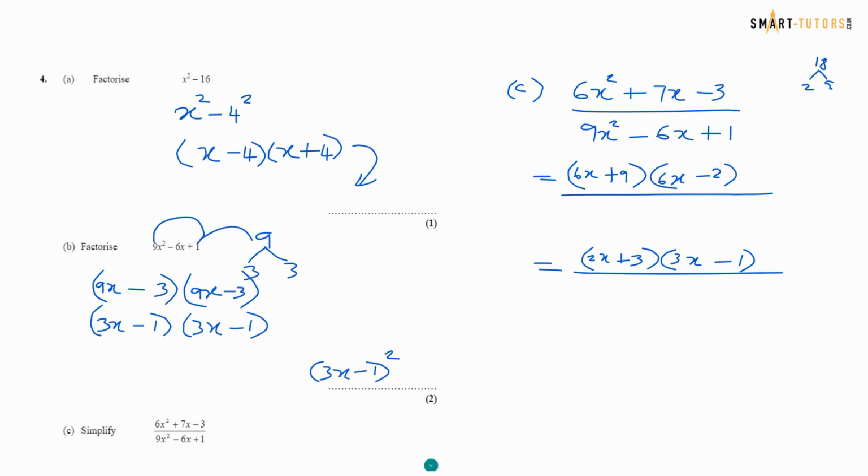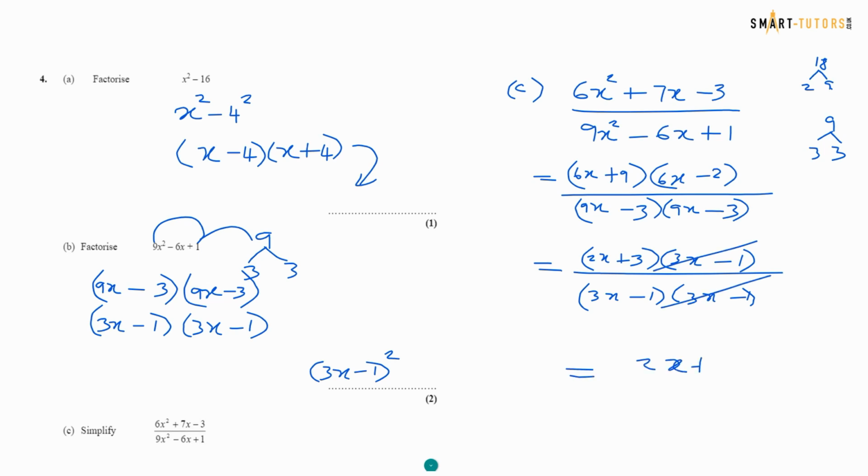The second part, the bottom part, the denominator. 9 times 1 is 9, 3 times 3 is 9. So this is going to be 9x and 9x, and after that what you want to do, minus 3 and minus 3. So this is going to be 3x minus 1 and 3x minus 1. So 3x minus 1 and 3x minus 1 cancel. So 2x plus 3 over 3x minus 1. So that is the answer for question number 4.